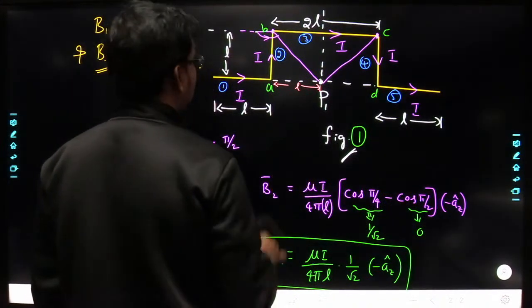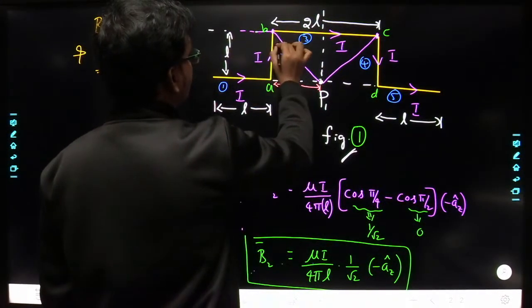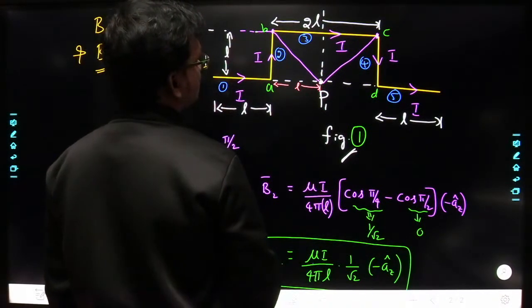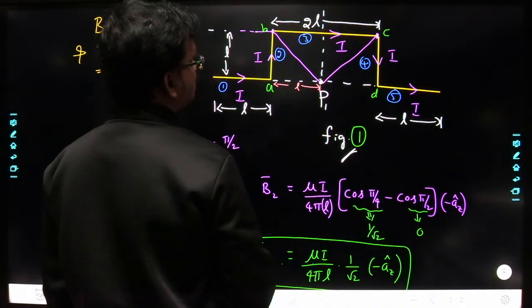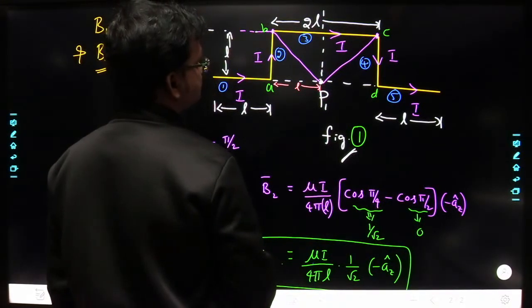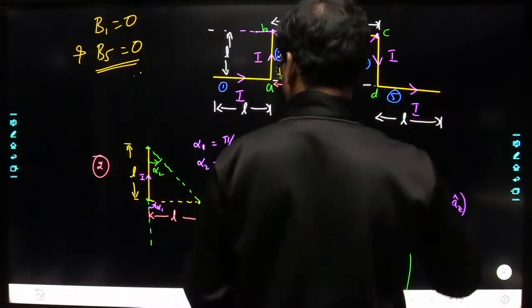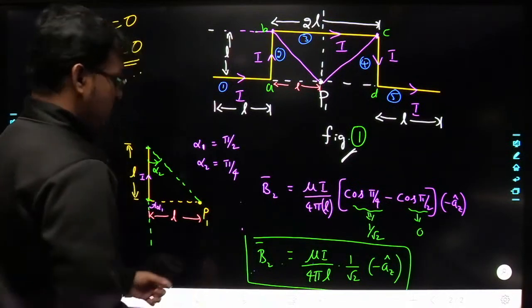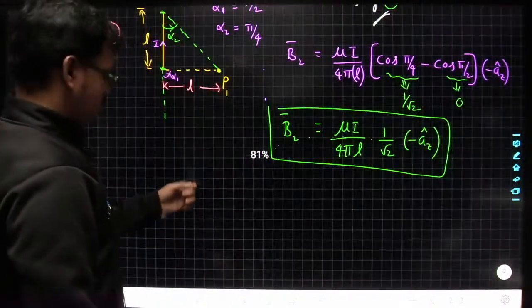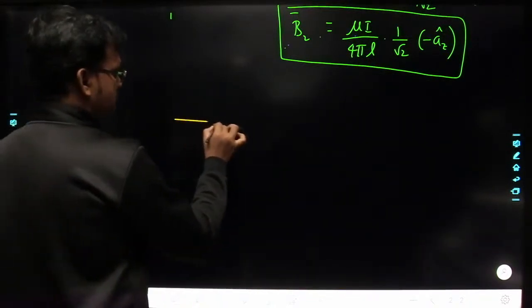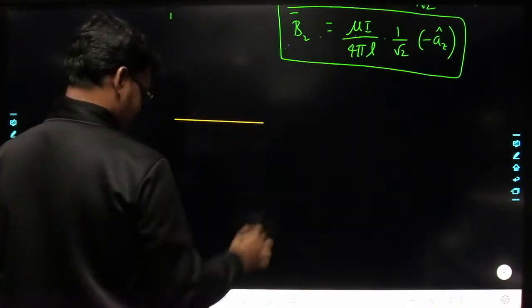Okay, wait here. So you have to measure the angle in anti-clockwise direction, right? So here I am drawing the third section separately. Let us consider the third section. So the third section is present like this, right?